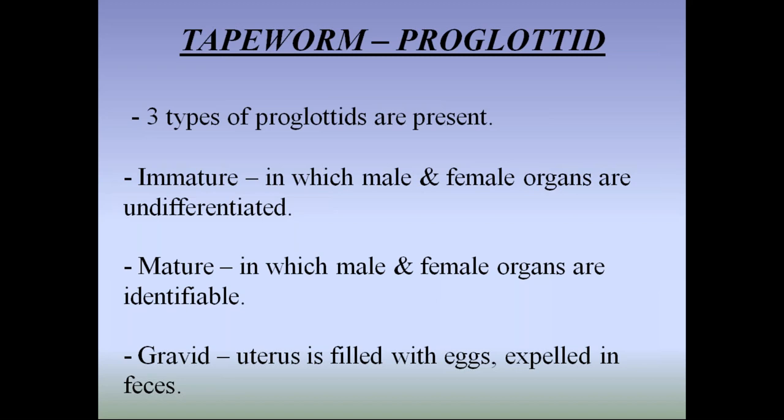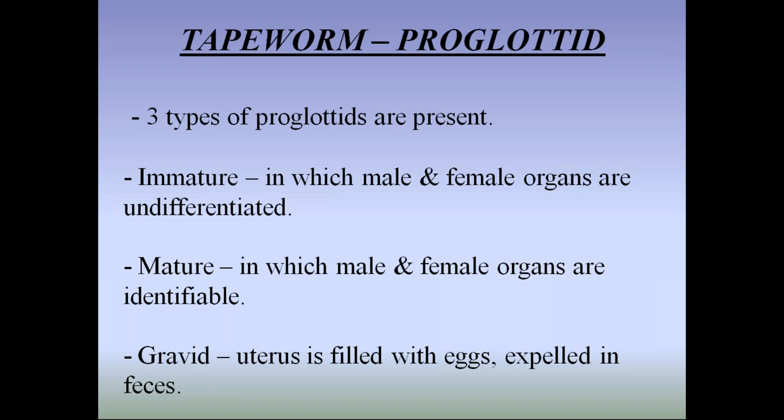Male and female reproductive organs are present in the same body, particularly in the proglottids. In the immature proglottid, male and female organs are undifferentiated. In the mature, male and female organs are differentiated and identifiable. Gravid means a uterus filled with eggs. These eggs are mature, and they will be expelled in the feces of the tapeworm and also in the human feces.